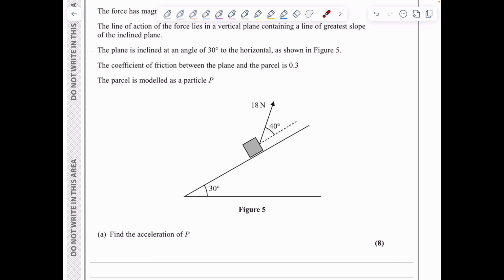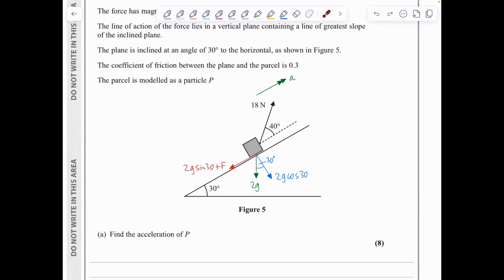So we know first of all that the parcel is moving upwards with an acceleration a. That's what we're trying to find here. We will add all the forces acting here. So we start with the weight of 2g, which I will be resolving as 2g cos 30 perpendicular to the plane, and 2g sine 30 down the plane. And we also have got friction because the parcel is moving upwards. Friction is that force which is always opposing motion, so friction is acting downwards.